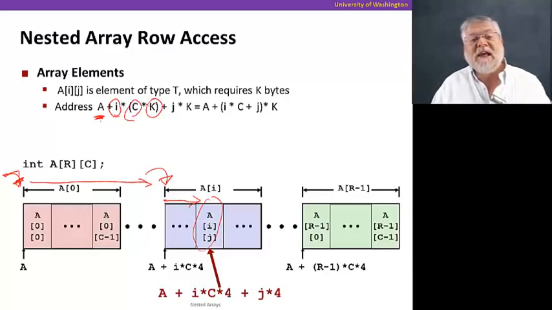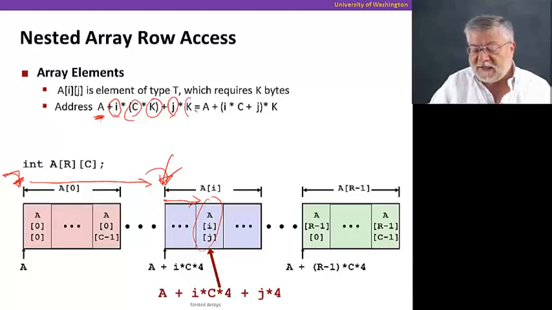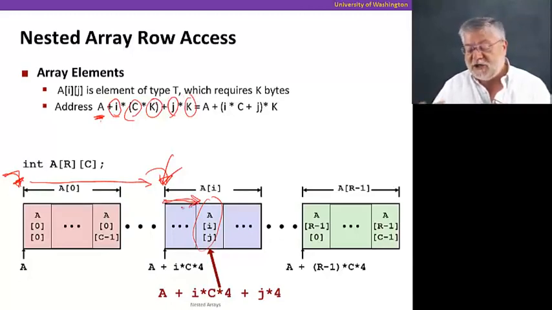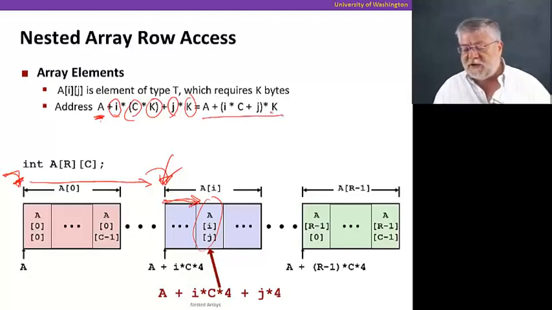Remember, C times K is how much space a row takes up. And then we just multiply that by the number of rows we need to offset. We're now at this point. And then we need the offset within the row. For that, we need the second index J, the number of the column, times the size of the element. That will get us in as far as we need to go to get to the i j element. So in general, we can simplify that to the expression I times C plus J times K, and then offset that from the starting address of the array.